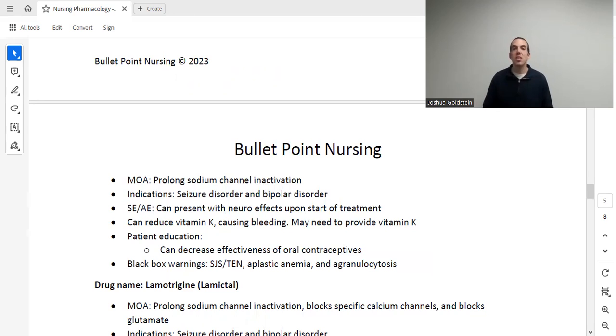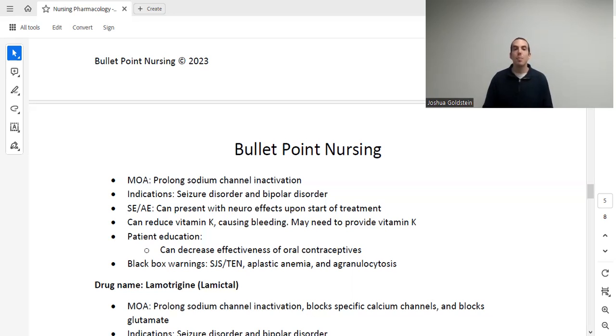What do we use this for? Seizures and bipolar disorder. Again, you're noticing a lot of overlap between the medications for seizures and the medications for bipolar disorder. You're going to see that again with another one as well. Adverse effects, this can present neuro effects upon start of treatment. And neuro effects is very vague because every person is going to have a little bit different neuro effects. Some people will be agitation, it could be drowsiness, it could be dizziness, it could be headache, it could be confusion, it could be anything like that. Again, same issue with vitamin K, same issue with that it decreases the effectiveness of oral contraceptives.